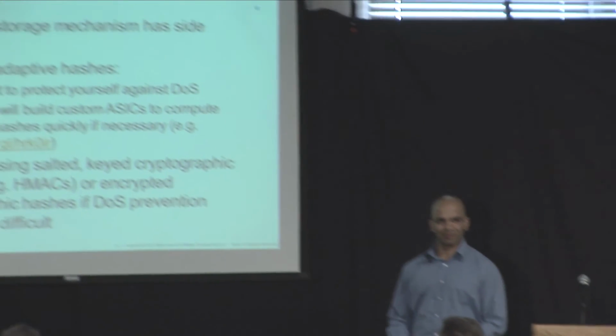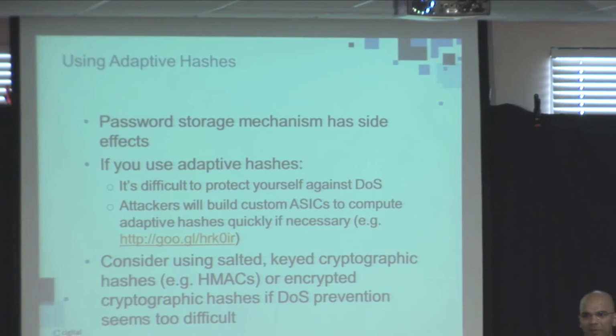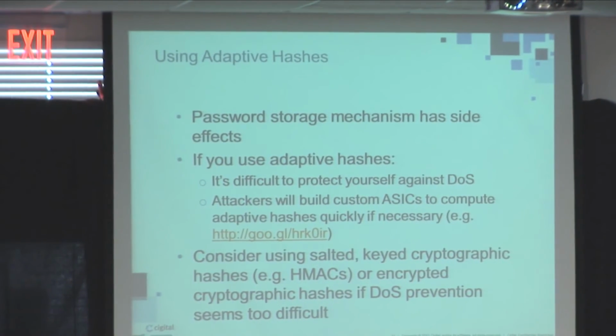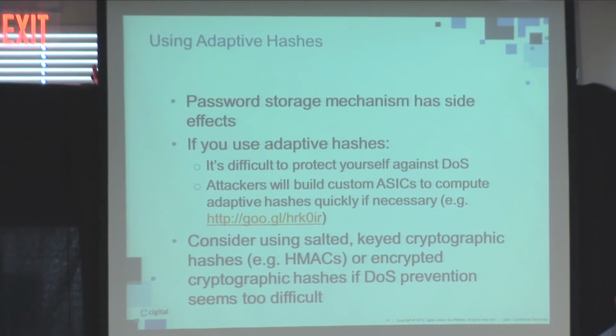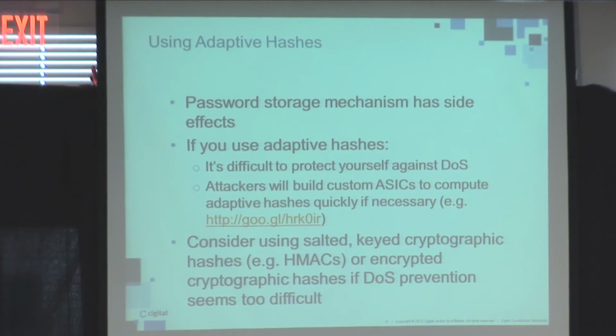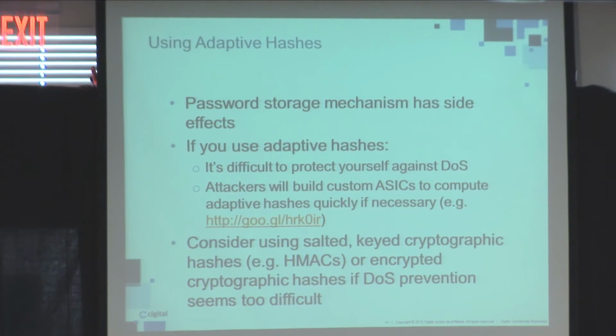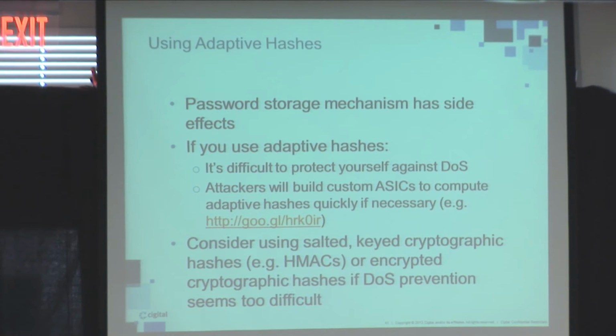So in conclusion, how did we get here? Right, so we're trying to solve the problem of password storage. However, the mechanism that we choose for storing passwords has side effects. In the case of adaptive hashes, which is sort of the widely accepted approach these days for storing passwords, it can open up your server to denial of service attacks.